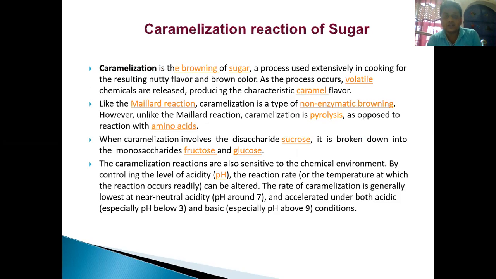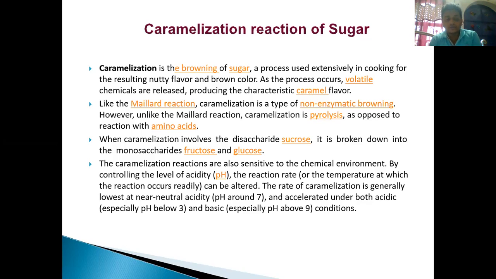Now, the caramelization reaction of sugars. Caramelization is the browning of sugars. The process is used extensively in cooking for the resulting nutty flavor and brown color. As the process occurs, volatile chemicals are released, which produce the characteristic caramel flavors. Like the Maillard reaction, caramelization is a type of non-enzymatic browning reaction. However, unlike the Maillard reaction, caramelization is pyrolysis, as opposed to reaction with amino acids.